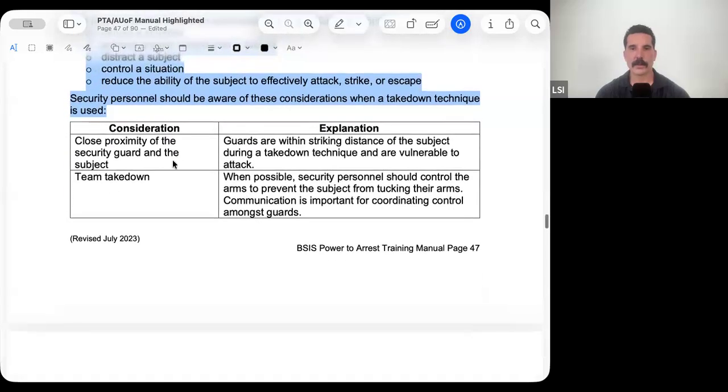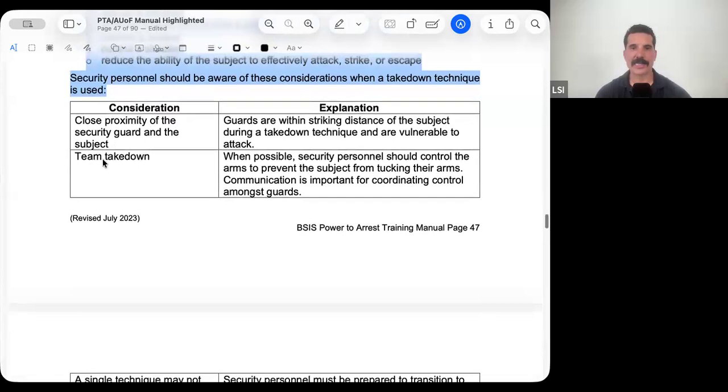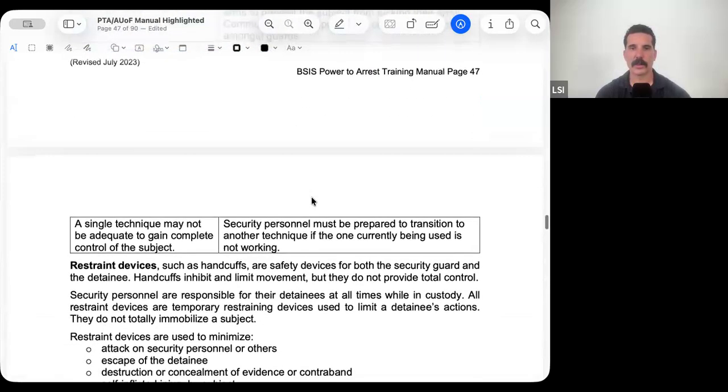Then it has another box or matrix, and it says consideration, close proximity of the security guard and the subject. Explanation, guards are within striking distance of the subject during a takedown technique and are vulnerable to attack. The next consideration is team takedown. And that explanation is when possible, security personnel should control the arms to prevent the subject from tucking their arms. Communication is important for coordinating control amongst guards.